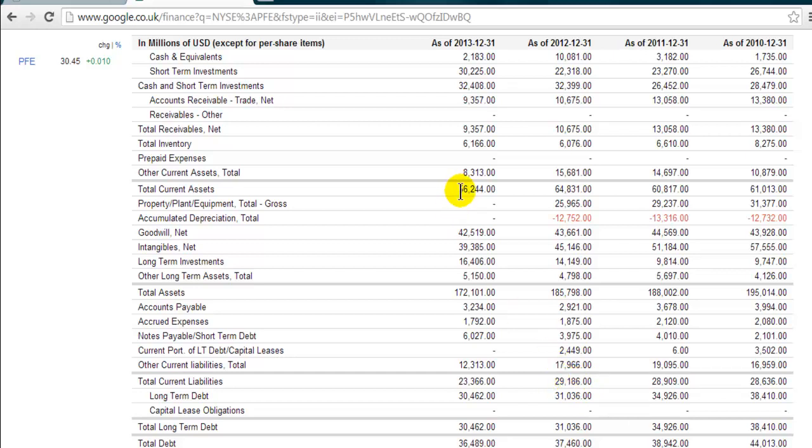Here, 2013, 56,244. The total current liability, 23,366. Again, almost 3 times the total current liability. Three times almost the total current liability. So you can see that the total current asset is almost 3 times the total current liability.